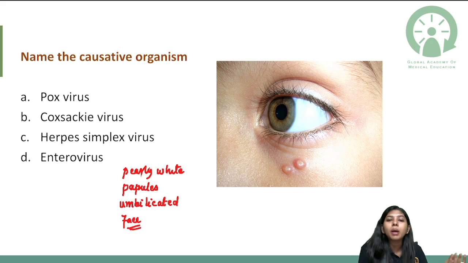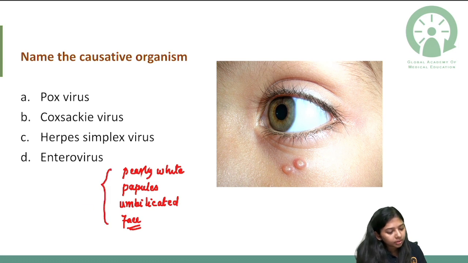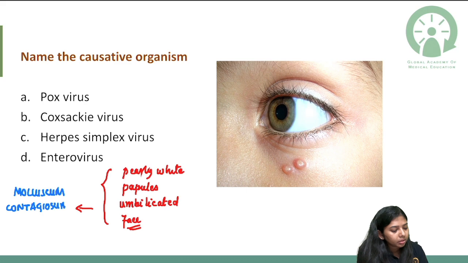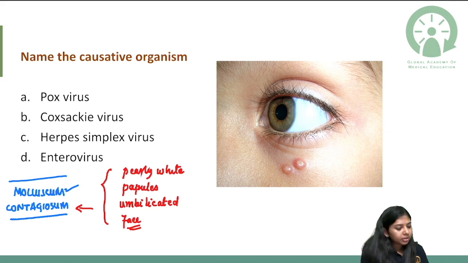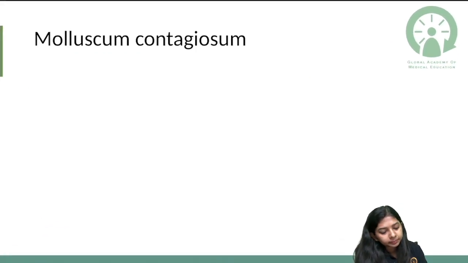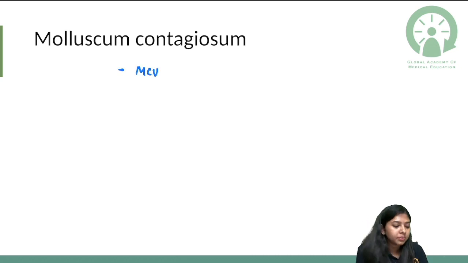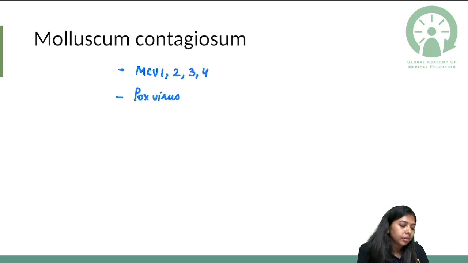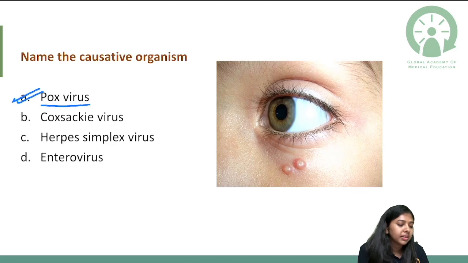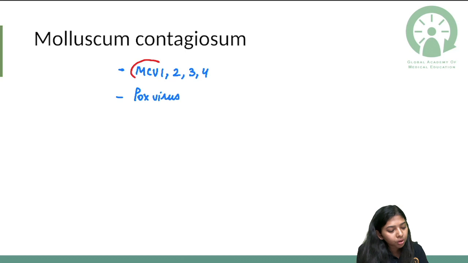So you have pearly white papular umbilicated lesions on the face, very classic of a viral infection, molluscum contagiosum, right? So molluscum contagiosum is a viral infection. It's caused by molluscum contagiosum virus. There are 4 types: MCV 1, 2, 3 and 4, and it is a pox virus. So the answer is going to be pox virus, right? Out of this, the most common is MCV 1.